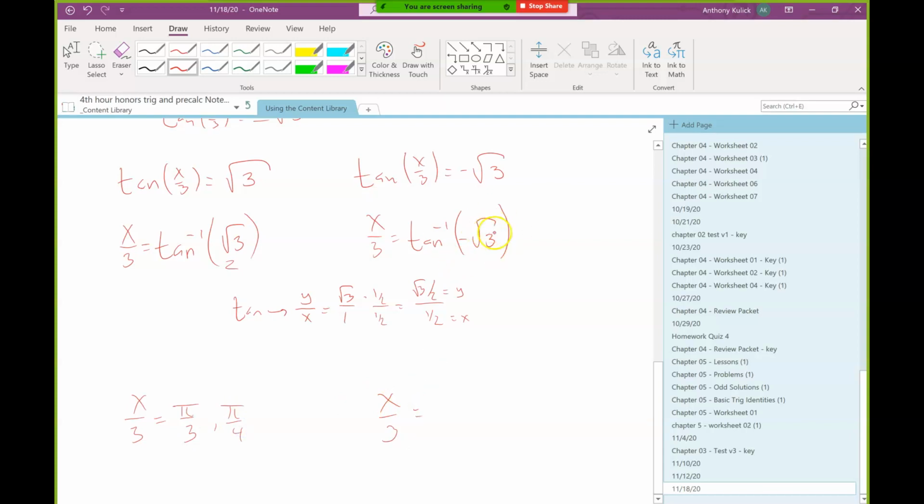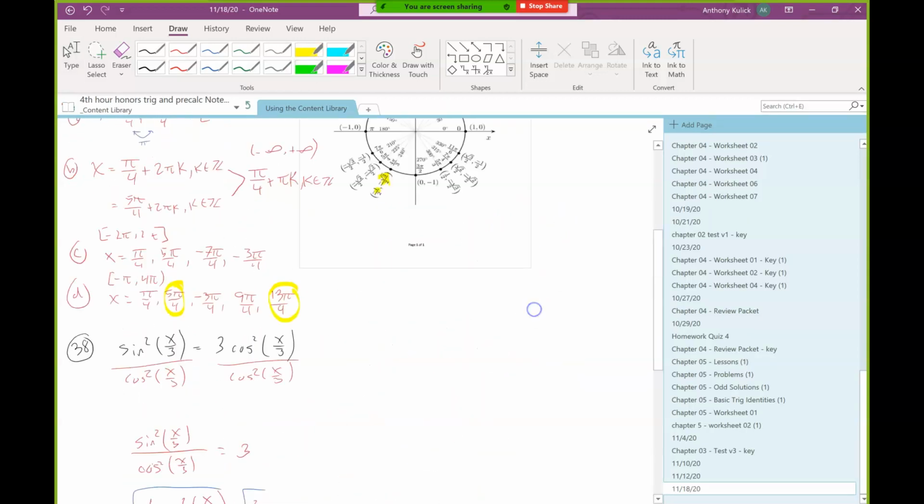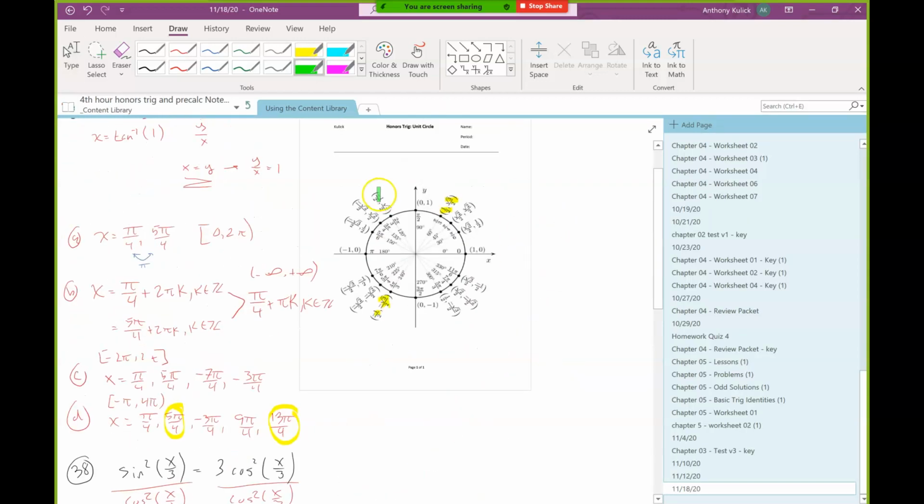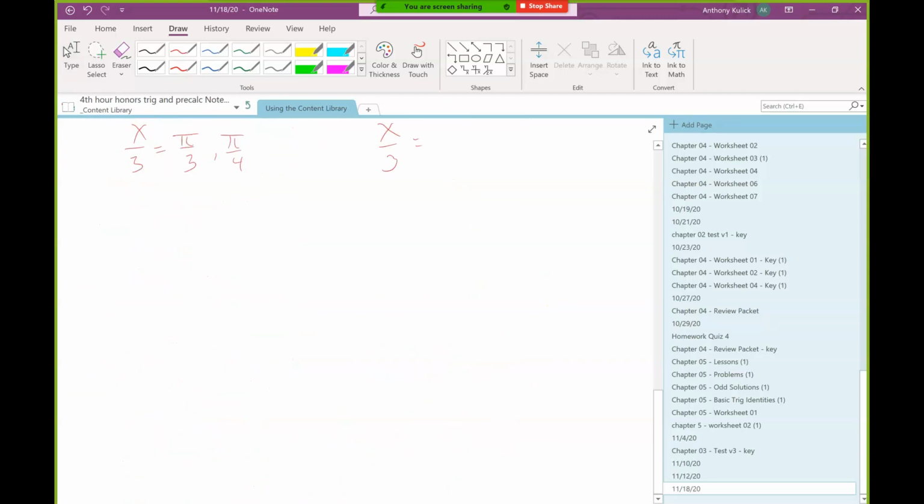And then for this one, I'm going to be looking for the same locations, but one of them is going to be positive and one's going to be negative. So I could have x is negative 1/2 and y is positive root 3 over 2, or x is positive 1/2 and y is negative root 3 over 2. I think I said 3/4 before and I meant root 3 over 2. My apologies. So that's 2 pi over 3 and 5 pi over 3.